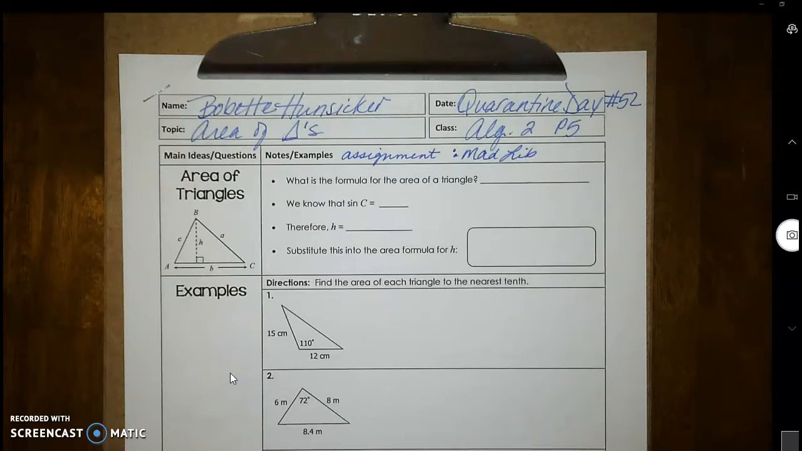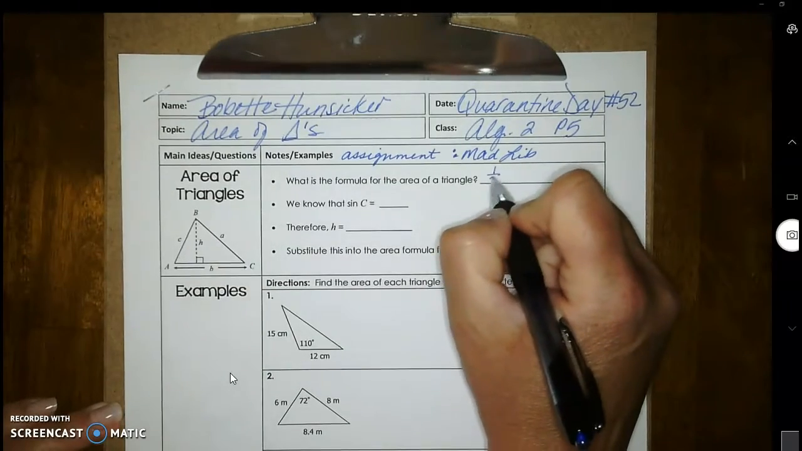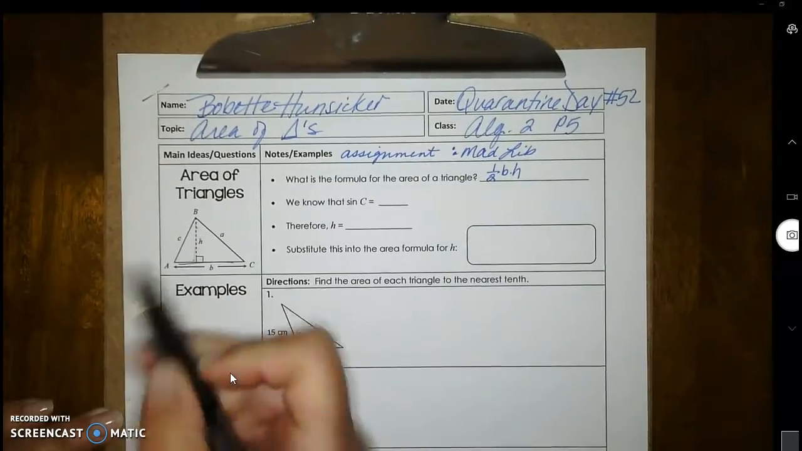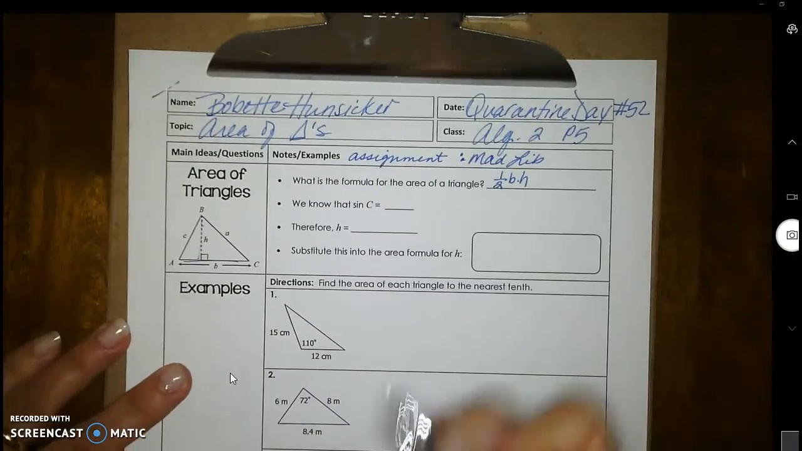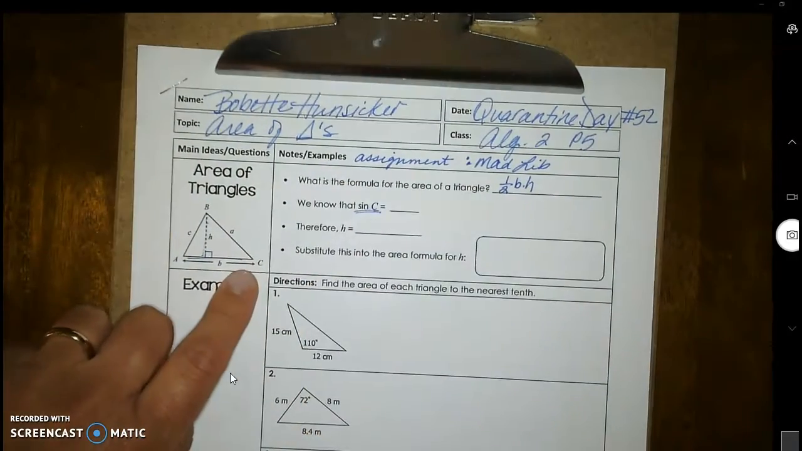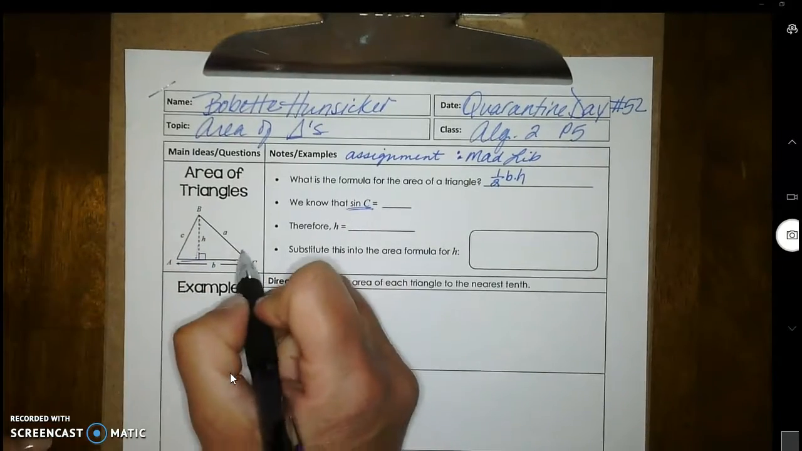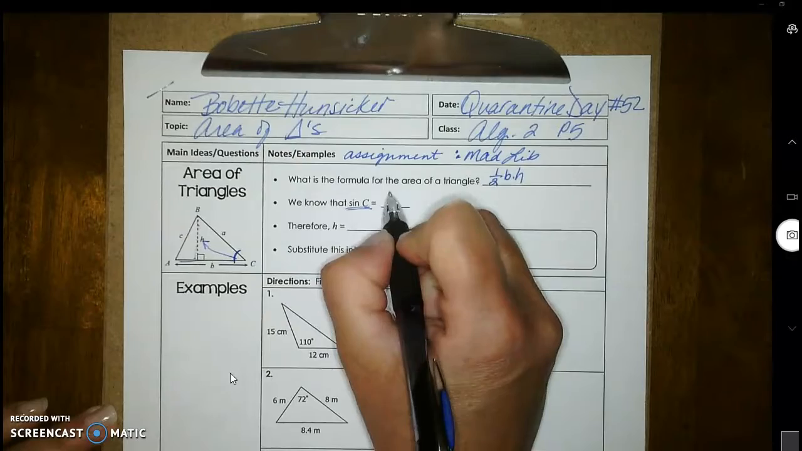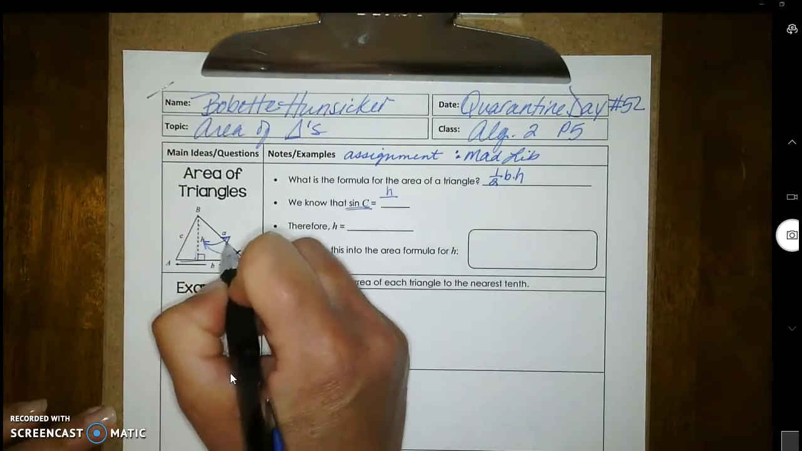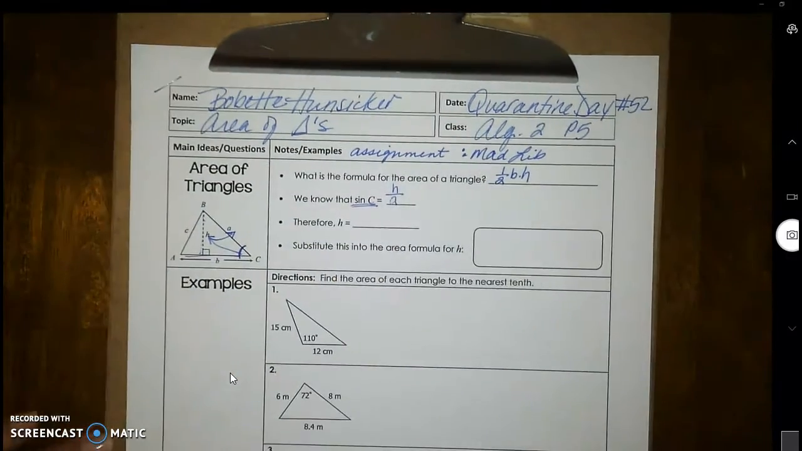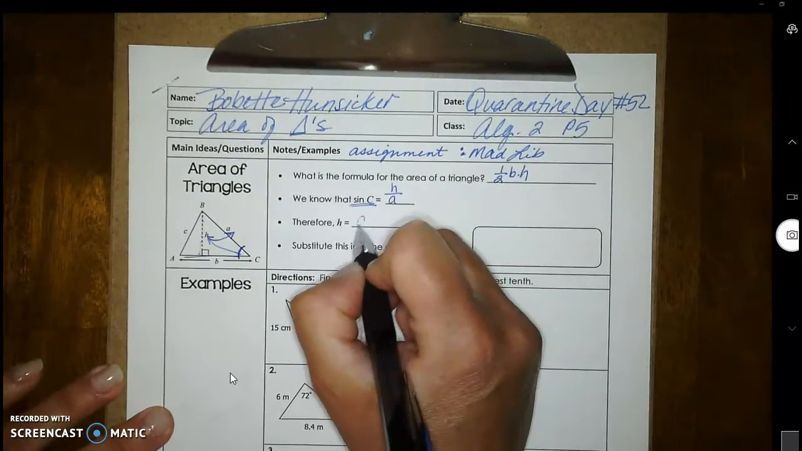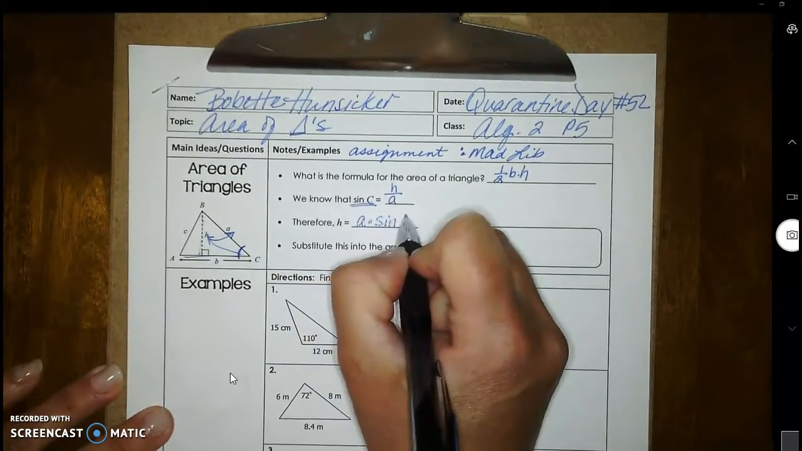First of all, you know how to find the area of a triangle way back in the day. You know that it is 1/2 base times height, right? Base times height, divide by 2, okay? We also know now that the sine of C, so if I go over to this triangle and I look at angle C, the sine of C is going to be the opposite, or H, over hypotenuse, which is A, okay? So then if I solve for H, I'm going to get A times the sine of C.